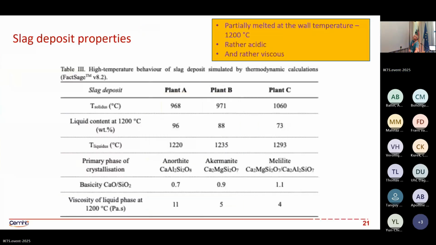Due to the liquidus temperature, that means that the deposit is partially melted in contact with the wall at this temperature. Because at the beginning, I skipped very quickly, but I saw the operative temperature, which was 1,200. So a little bit lower than the liquidus temperature. That means that a part of this deposit is liquid with a viscosity calculated from the composition.